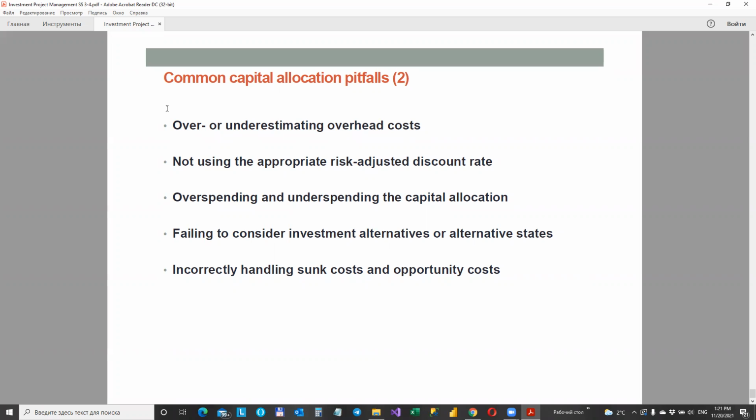Overspending and underspending the capital allocation. Spending all of the investment allocation just because it is available is another common mistake made by companies. In a well-run company, managers will return excess funds whenever the profitable investments cost less than the allocation, and managers will make a sound case for extra funds if the allocation is too small. And this is often the case in our companies in Russia and in the global market.